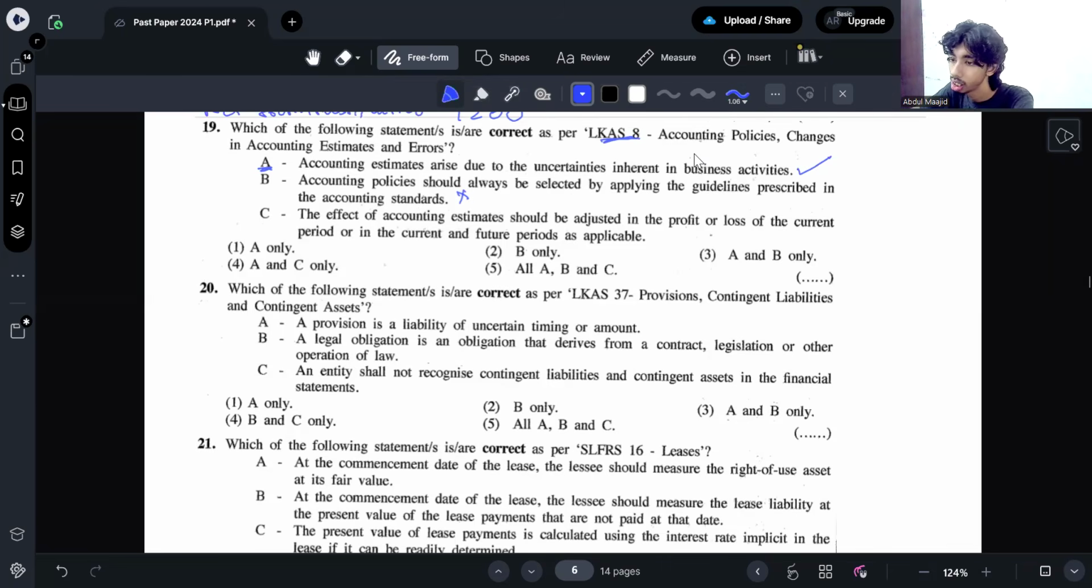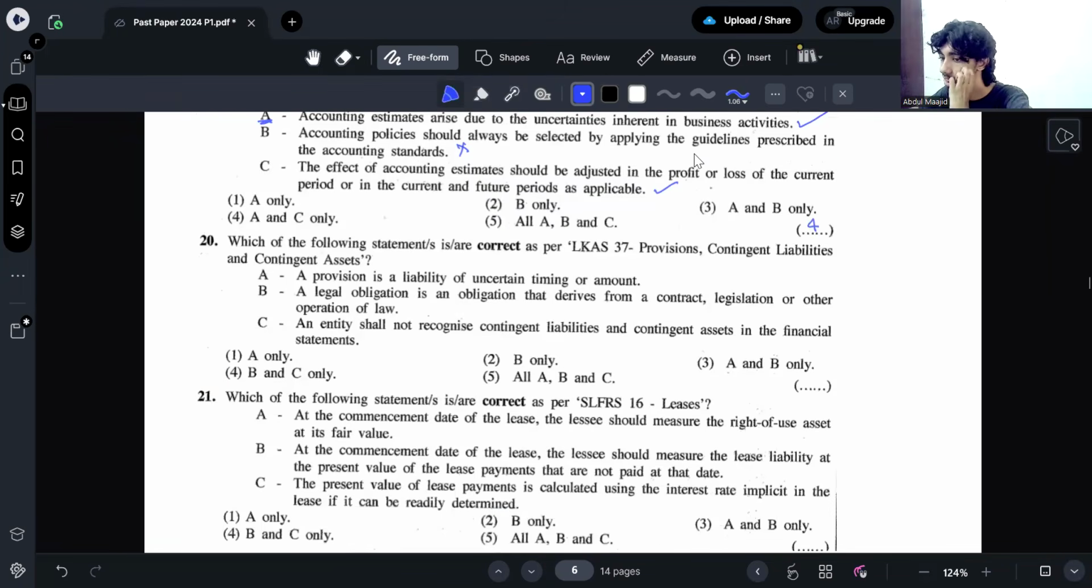Then C. The effect of accounting estimate should be adjusted in the profit and loss in the current period or in the current and future period. Correct, right? Accounting estimate should be adjusted either in the current period for things like bad debt, so you will have to adjust it only in that affecting year. And for things like depreciation, provision for doubtful debt, it will affect the current year and future periods. So that is correct. So A and C, answer number 4.